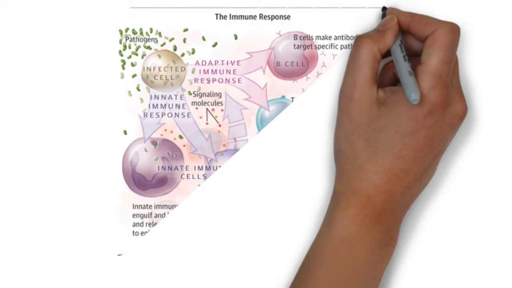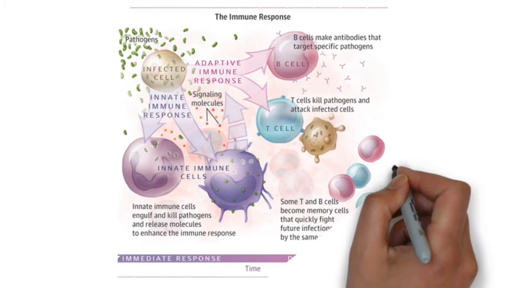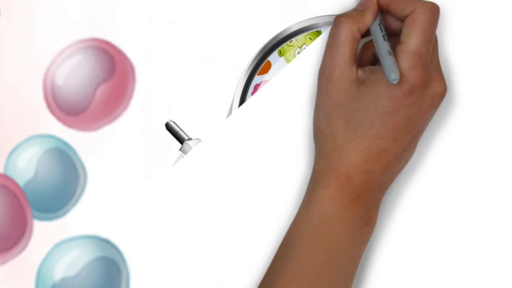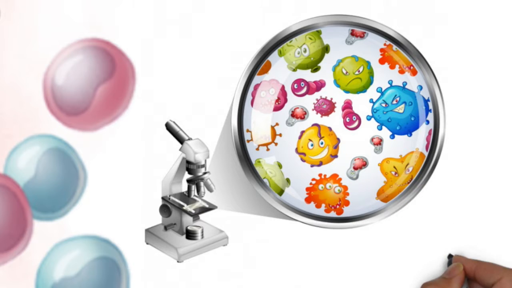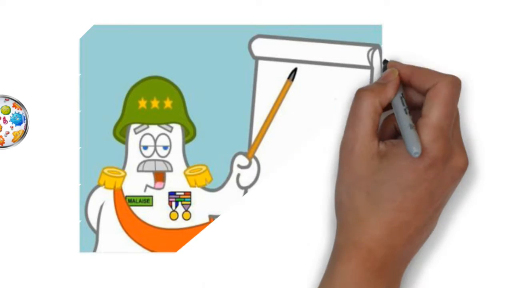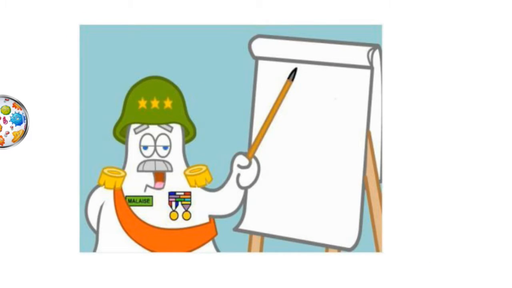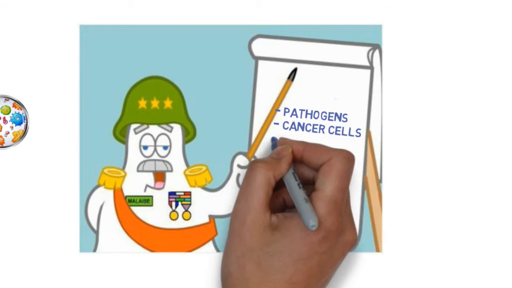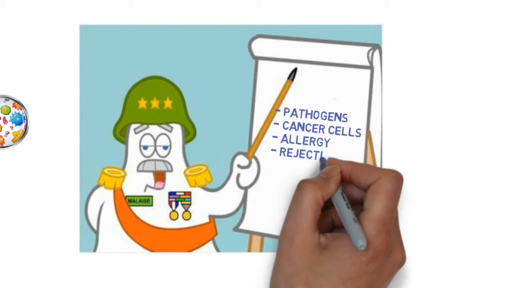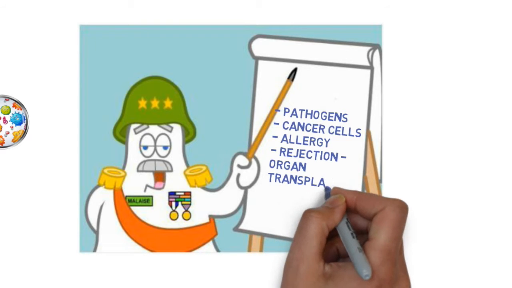The immune system is amazingly complex. It can recognize and remember millions of different enemies, and it can produce secretions and cells to match up with and wipe out each one of them. Our immune system is not only combating pathogens, but is also responsible for destroying cancer cells, is involved in allergic reactions, and can cause organ transplant rejection.